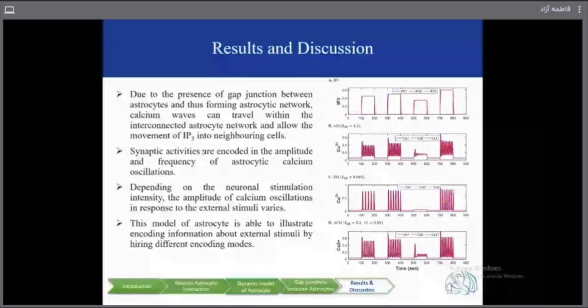This model of astrocyte is able to illustrate different modulations, encoding information about external stimuli, based on the IP3 signal and different signal values. And astrocytes can participate in information processing in synaptic transmission.